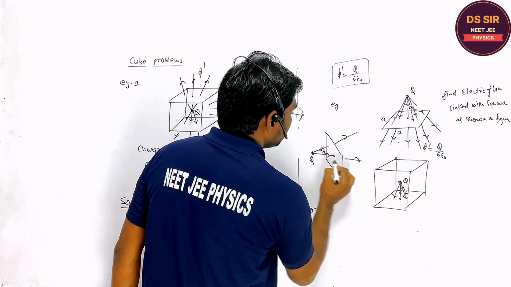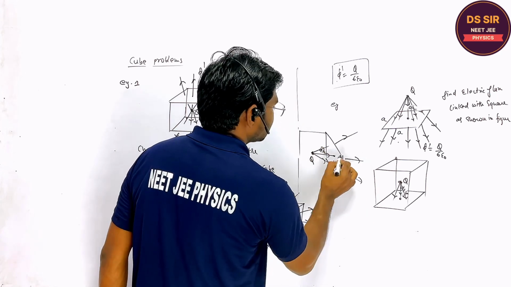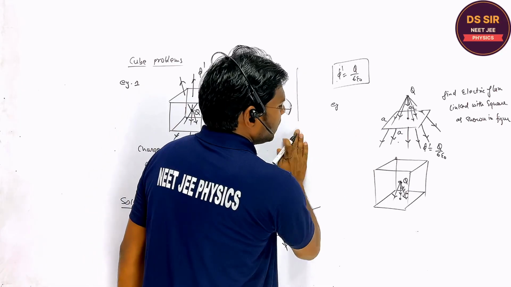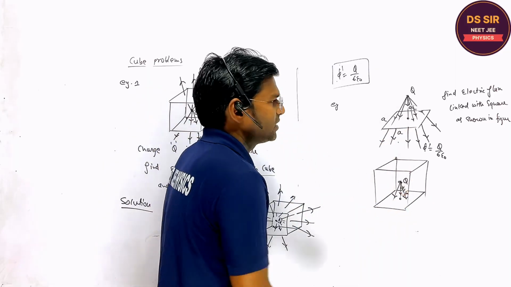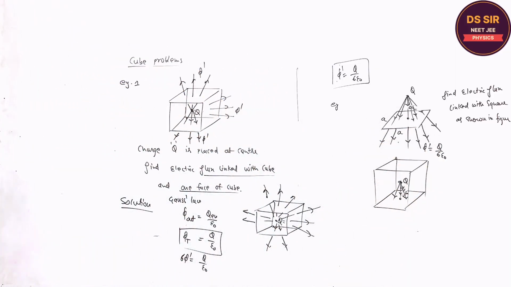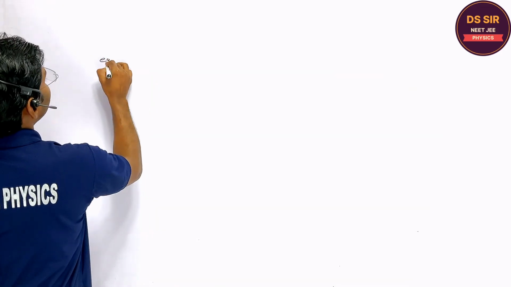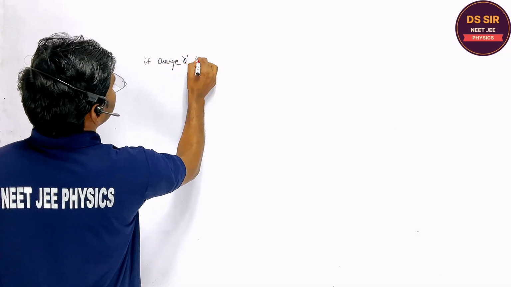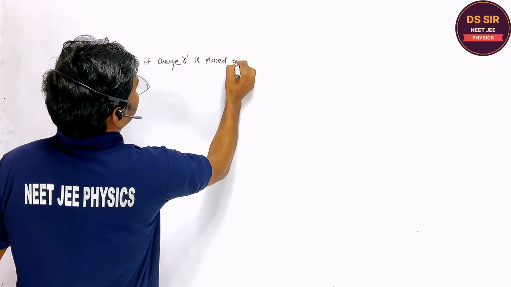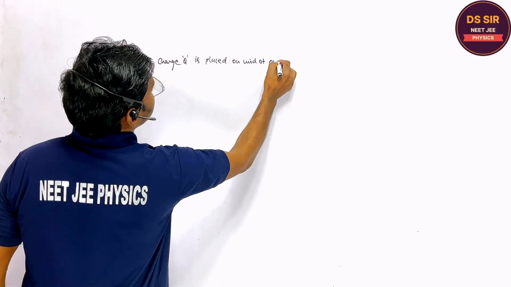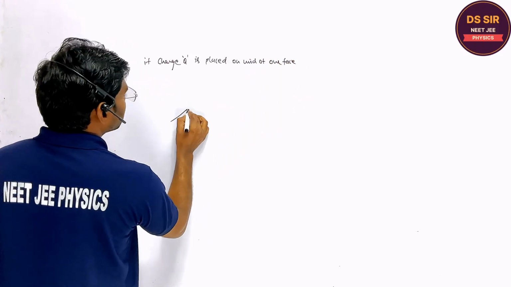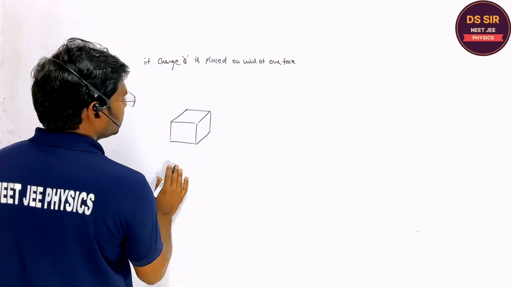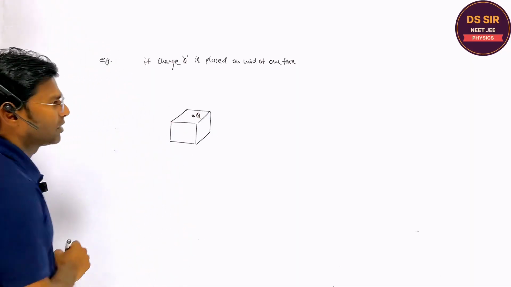So by yourself you can consider an imaginary cube like this, right? And therefore you may write the flux linked with one face is q upon 6 epsilon naught, right? Copy this. So the second example, now if charge capital Q is placed on the mid of one face, suppose this is the cube, this is the small cube like this, and the charge Q is placed over here, right?